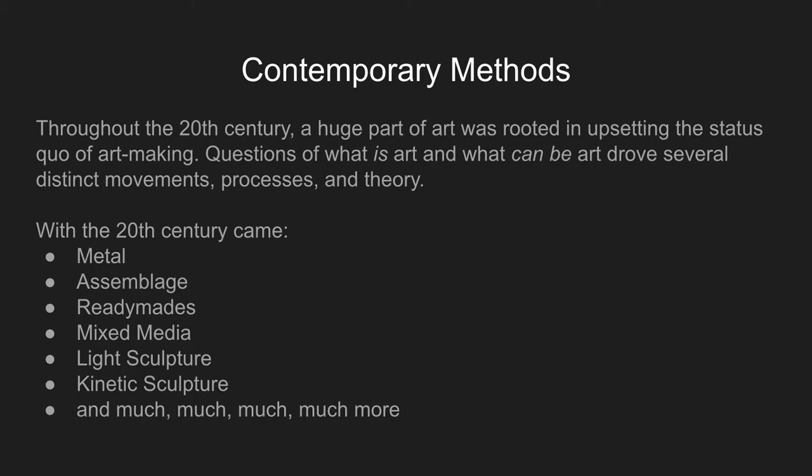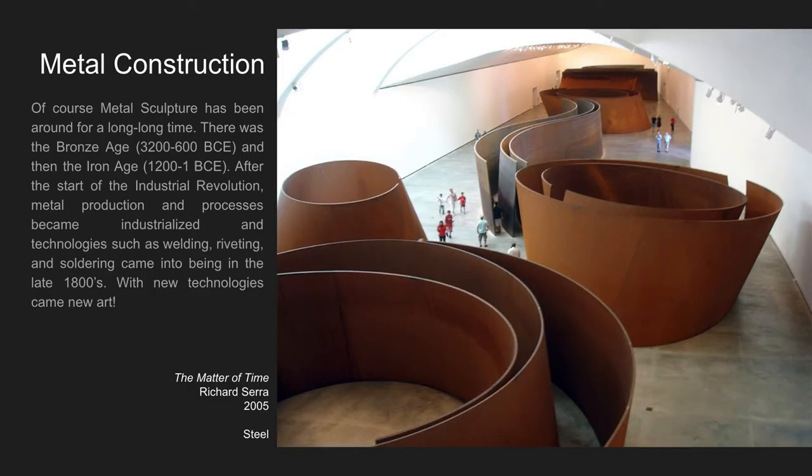We have artists considering light as sculpture, or the use of light. And then kinetic sculpture, that's sculpture that moves, and much, much more. There's so much to talk about in 20th century sculpture, and of course, we're going to barely scratch the surface. But these are some of the methods that came to be in the 20th century.